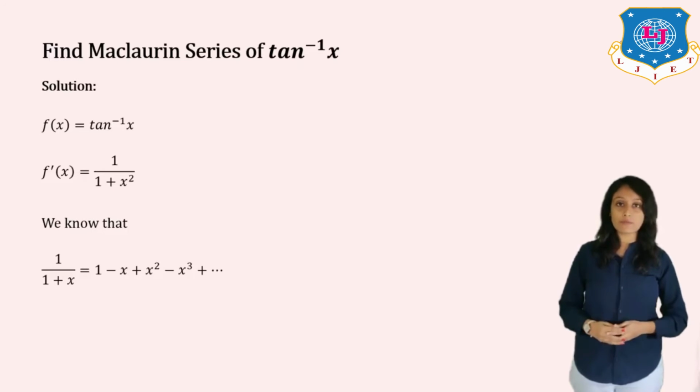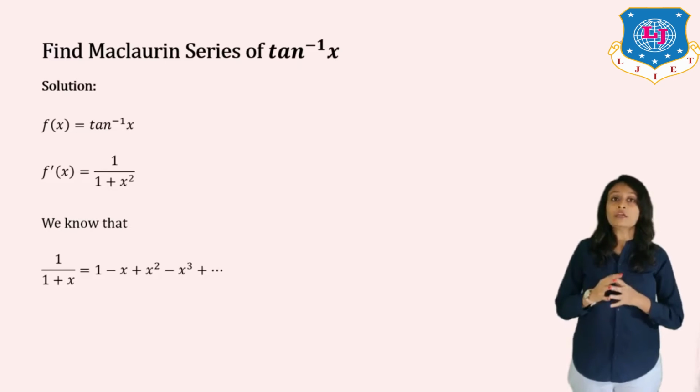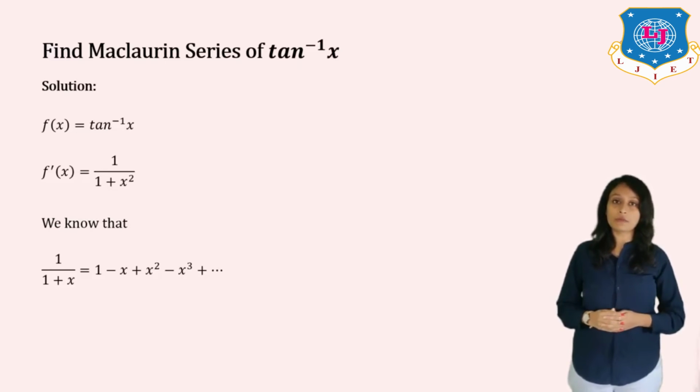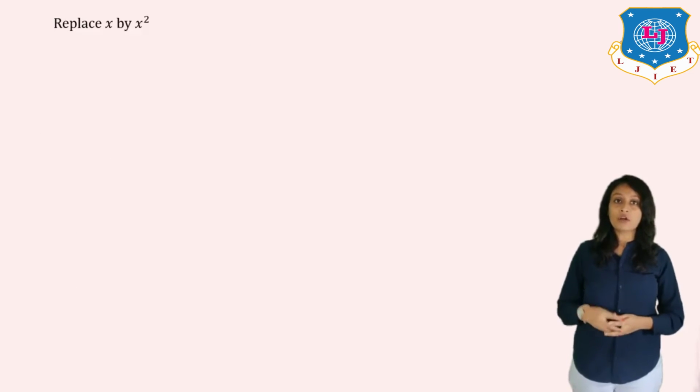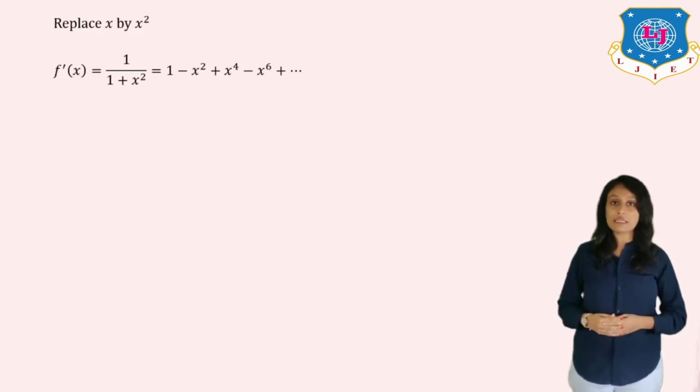Now we know the series expansion of 1 upon 1 plus x, right? That is 1 minus x plus x square minus x cube and so on. So I'm comparing, you can see in place of x, everywhere we have to write x square. So in this formula, in place of x, we will write x square to obtain the series of 1 upon 1 plus x square. So on replacing x by x square, we'll get f dash x, that is 1 upon 1 plus x square, equals 1 minus x square plus x raised to 4 minus x raised to 6 and so on.